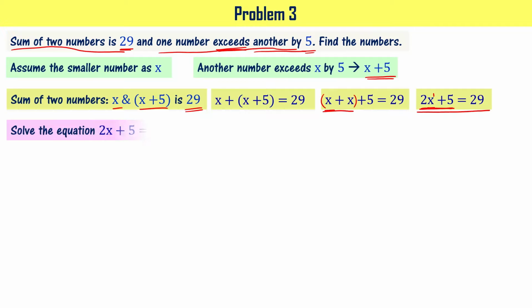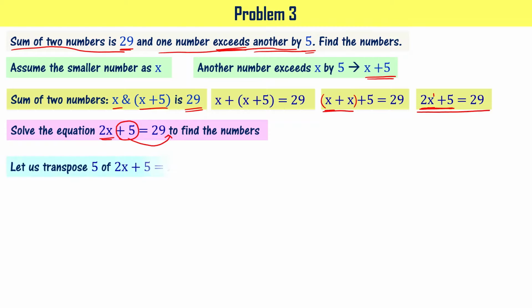Now, let us solve this equation to find the numbers. Look at this. I have plus 5 as a term other than the term containing variable x, right? Since plus 5 is there, if I transpose plus 5 onto the other side, it becomes minus 5, right? Let's do that. Let us transpose 5 of 2x plus 5 equal to 29 to the RHS so that it can be written as 2x equal to 29 minus 5, right? That is, 2x is equal to 24.